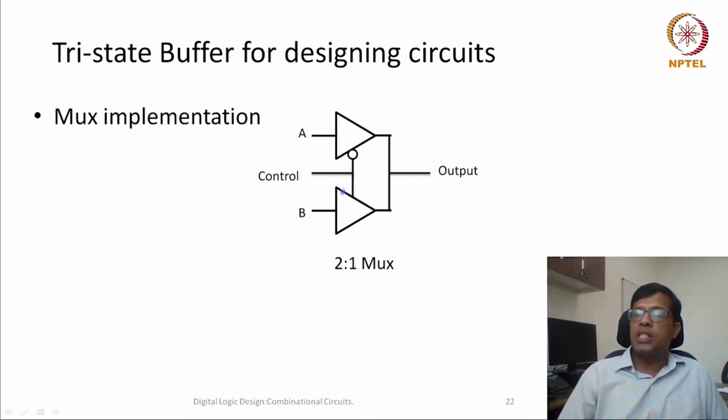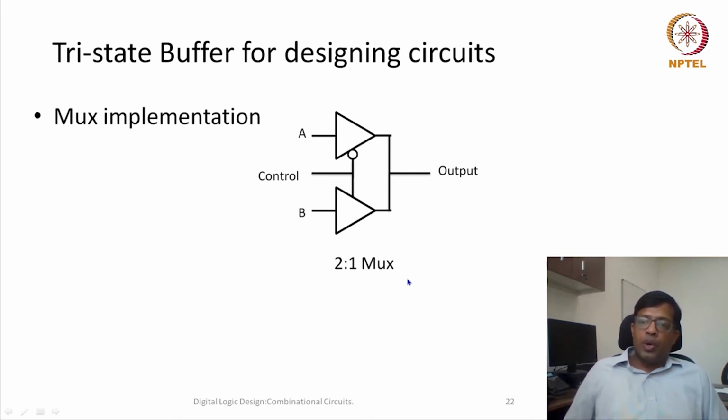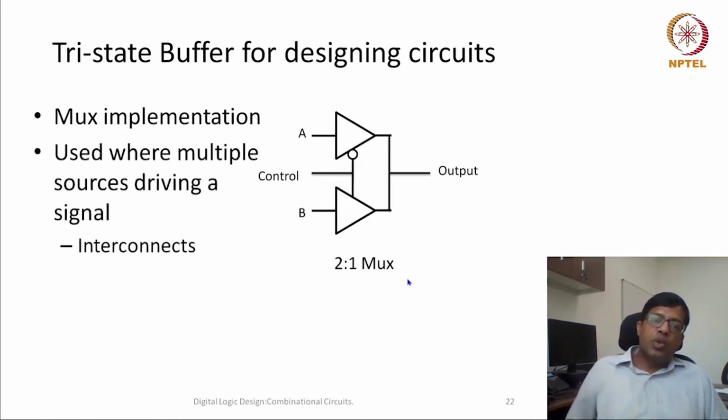Similarly, when control is 1, this is going to be in the state of high impedance, or this particular circuit is not connected, but this one is working, so here the output would be B. So effectively this design is a 2:1 multiplexer. Okay, and such kind of implementation can be used whenever we wanted to drive multiple sources. So we wanted one particular input to be driven from multiple sources.